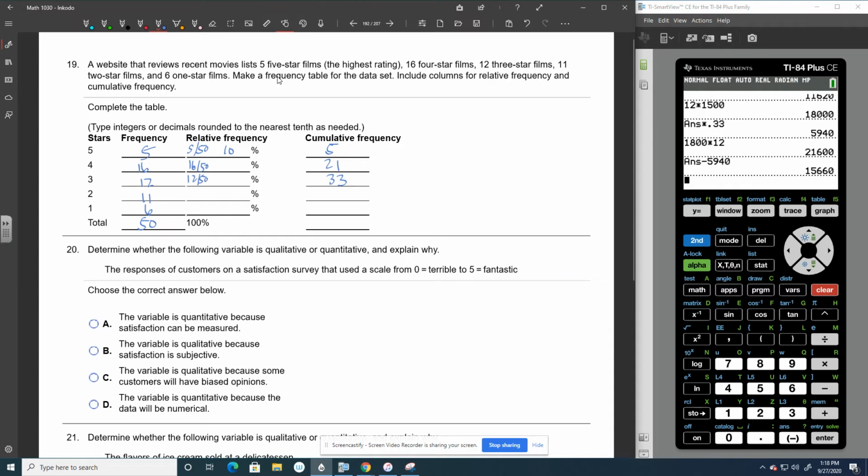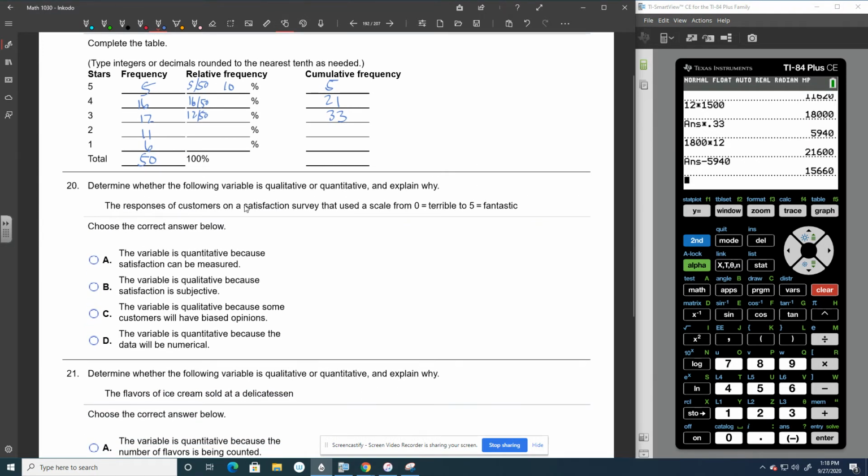Okay, number 20. Determine whether the following variable is qualitative or quantitative. The responses of customers on a satisfaction survey. I can tell you already that's going to be qualitative, because you can't measure satisfaction with a number. You can assign it a number like they did. 0 is a terrible satisfaction. 5 is fantastic. So even though we're assigning a number, the terrible and fantastic are not quantities. So we would choose that the variable is qualitative because satisfaction is subjective. It can't be measured. Okay.